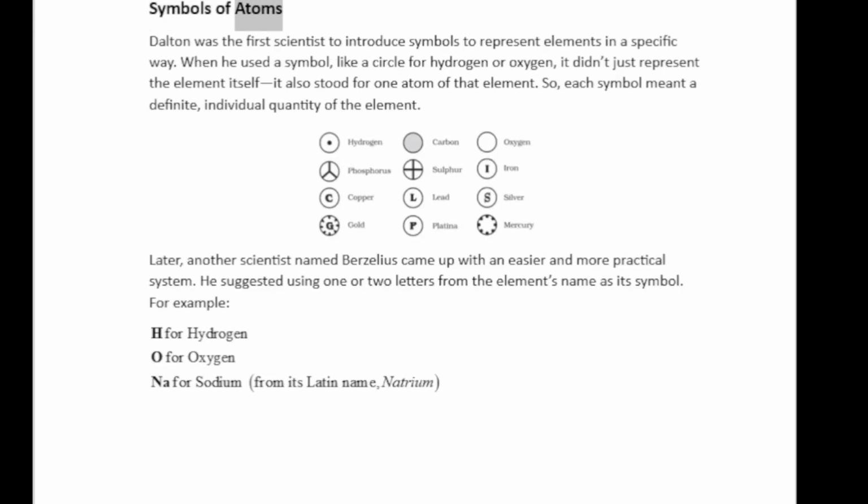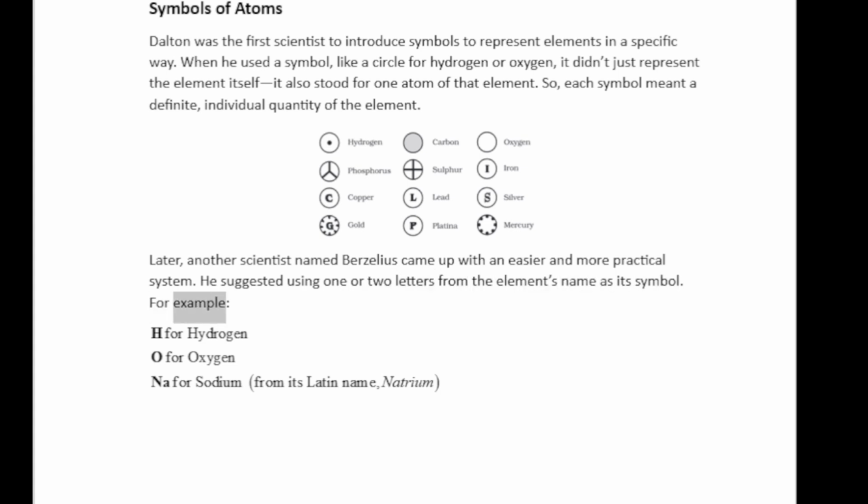Symbols of atoms. Dalton was the first scientist to introduce symbols to represent elements in a specific way. When he used a symbol, like a circle for hydrogen or oxygen, it didn't just represent the element itself, it also stood for one atom of that element. So, each symbol meant a definite, individual quantity of the element. Later, another scientist named Berzelius came up with an easier and more practical system. He suggested using one or two letters from the element's name as its symbol.